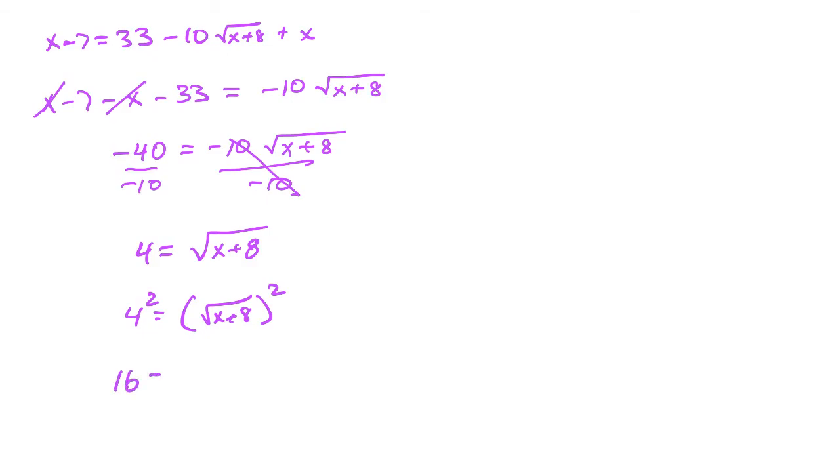So on the left-hand side, I have 16. On the right-hand side, I have just x plus 8. So I can subtract 8 on both sides, and I get a solution. X is 8. So again, I need to go back and check to make sure that this really does give me an honest and goodness solution.